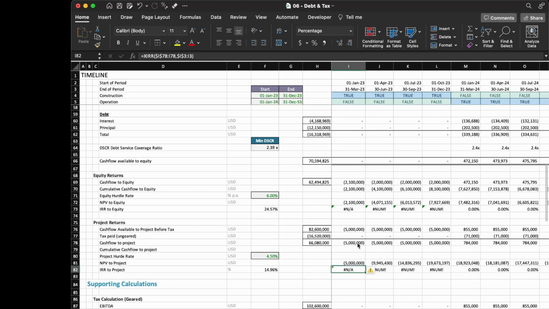And there we have it. Okay, so you should get the cash flows to project, not the cash flows available to project before tax. I was getting the wrong ones. So here we're going to grab the NPV, as you can see in the formula in here. So just pause the video and copy it. And below here we have the IRR calculation for the project, right?